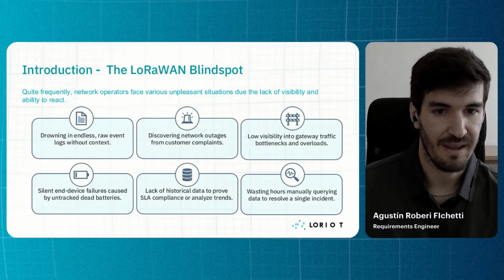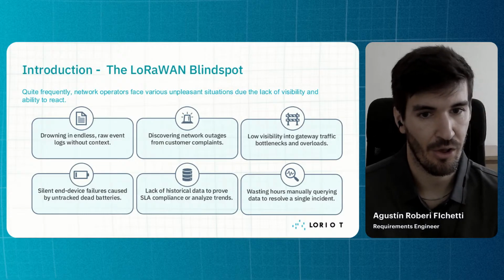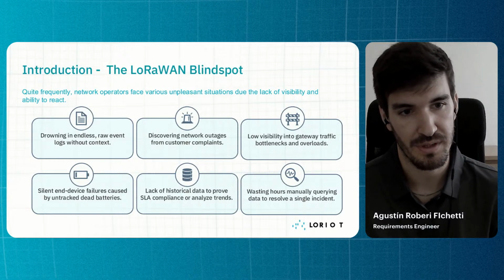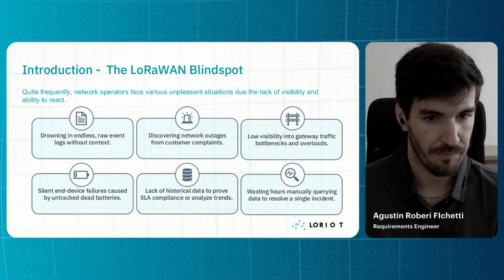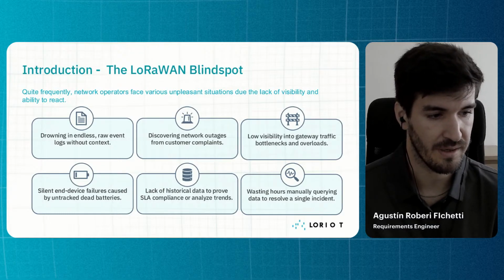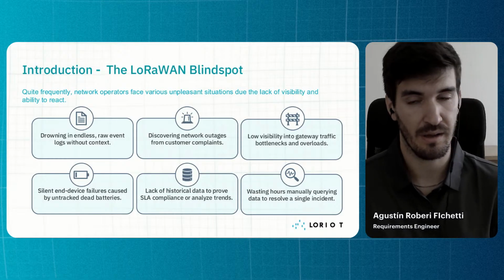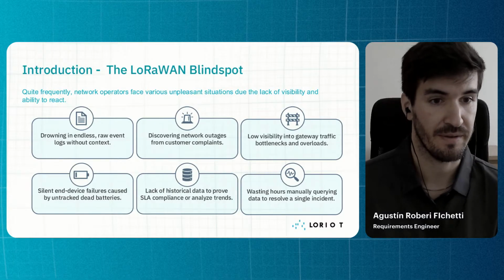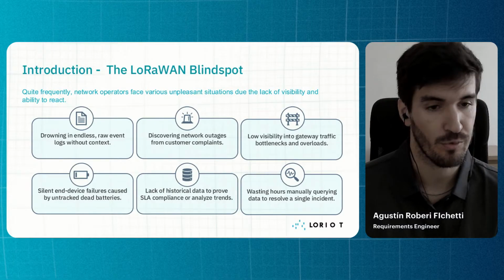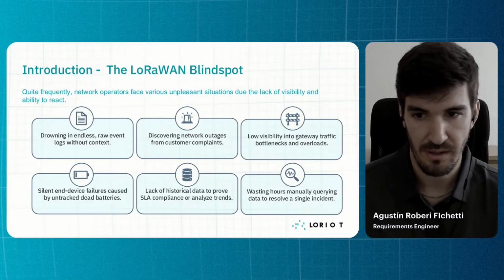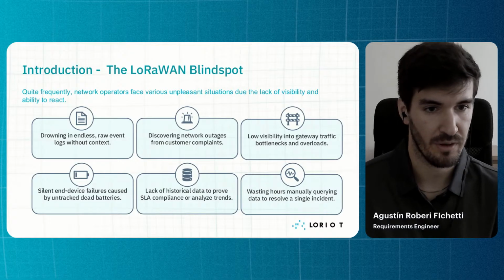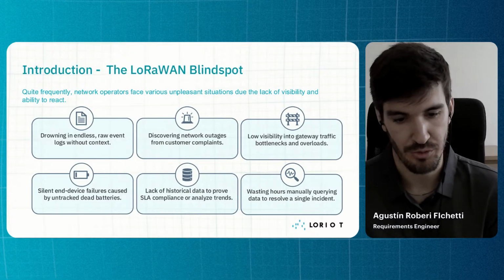Another thing that usually happens is low visibility into the gateway traffic. It's quite difficult sometimes to see what's going on in the gateway, and to detect when a gateway is completely or partially overloaded with traffic, maybe in specific frequency channels or completely. And also to detect the overall status of the gateway if the issue has to do with something else.